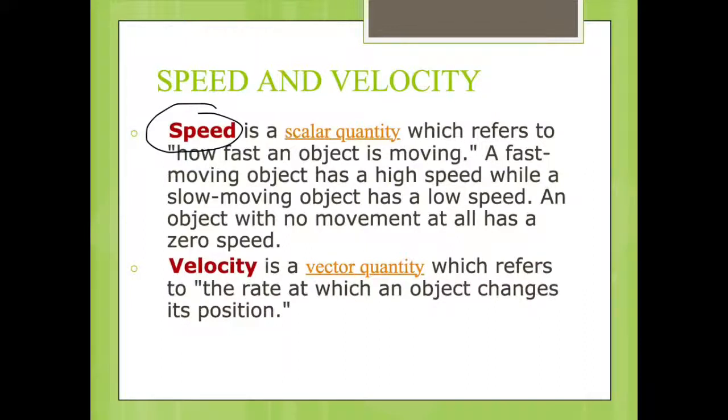For velocity now, it is a vector quantity, and since it's a vector quantity, we are going to have to be concerned about the direction associated with it. But it is the rate at which an object changes its position, and as we dig deeper and look into its equation, we'll start to see how velocity and speed are actually quite different.